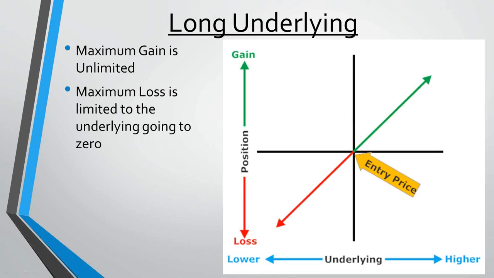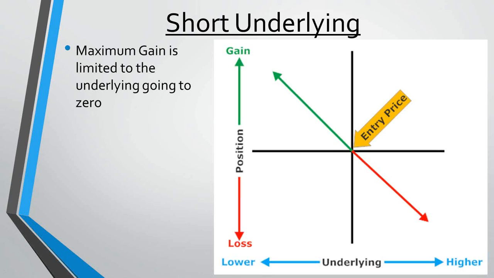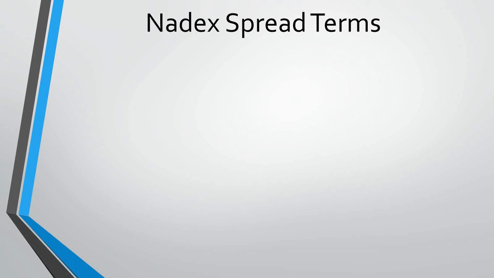Then let's go back to a long. Again, if the underlying goes higher, your position goes into a gain. If the underlying goes lower, your position goes into a loss in a long underlying. Opposite in a short underlying. Fairly simple concept. You're not expected to get it right yet, but as we go through this, you'll see a little bit more in the option positions why these particular graphs matter.